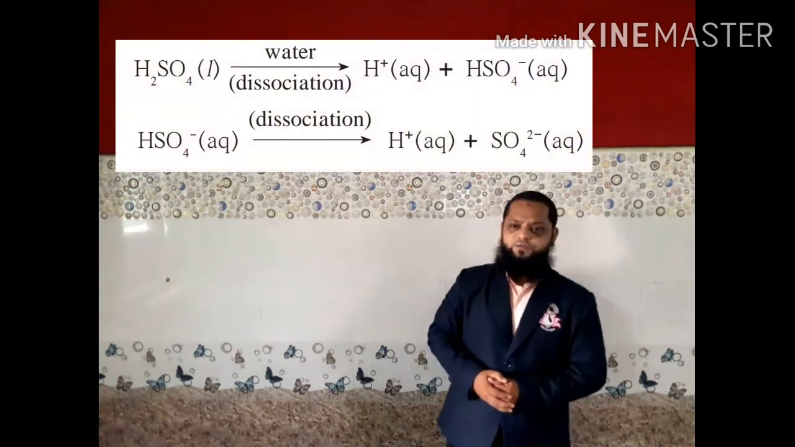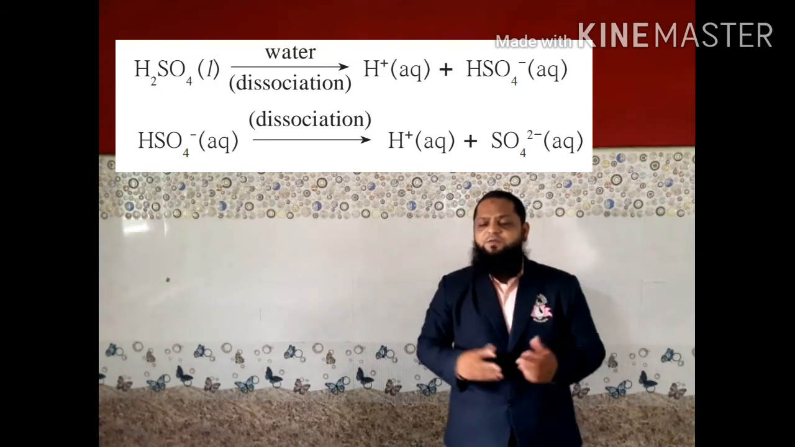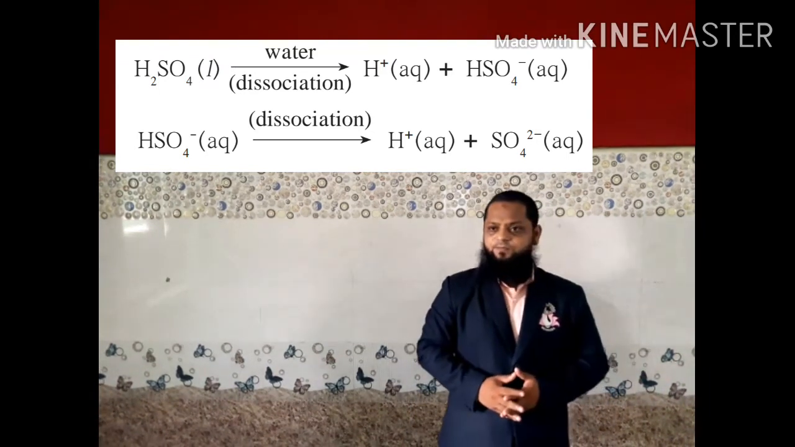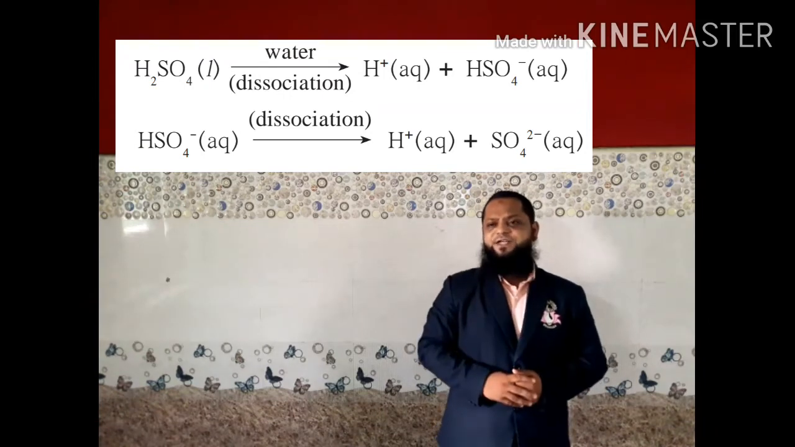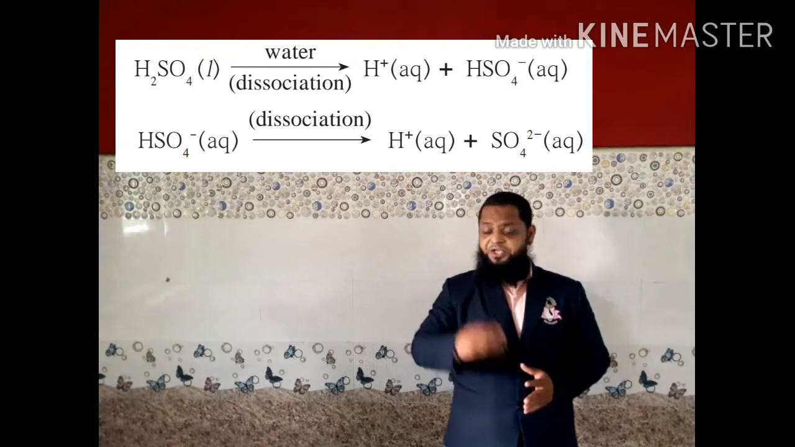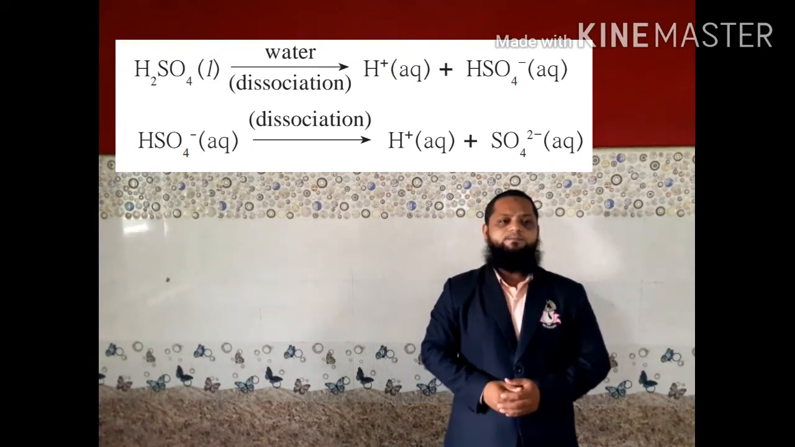For the second example we can take H2SO4. If it dissociates with water, then we will get H+ and HSO4-. Here also, after dissociation, we are getting H+ ion. It indicates that the given compound is an acid.